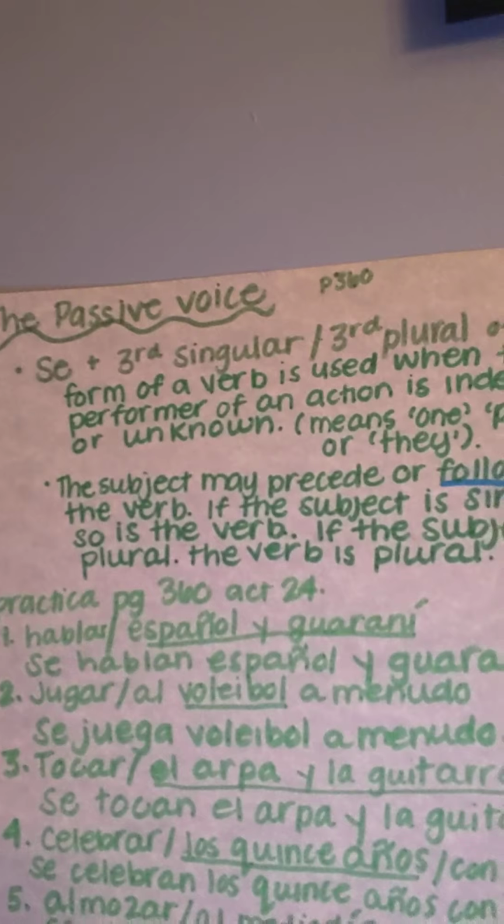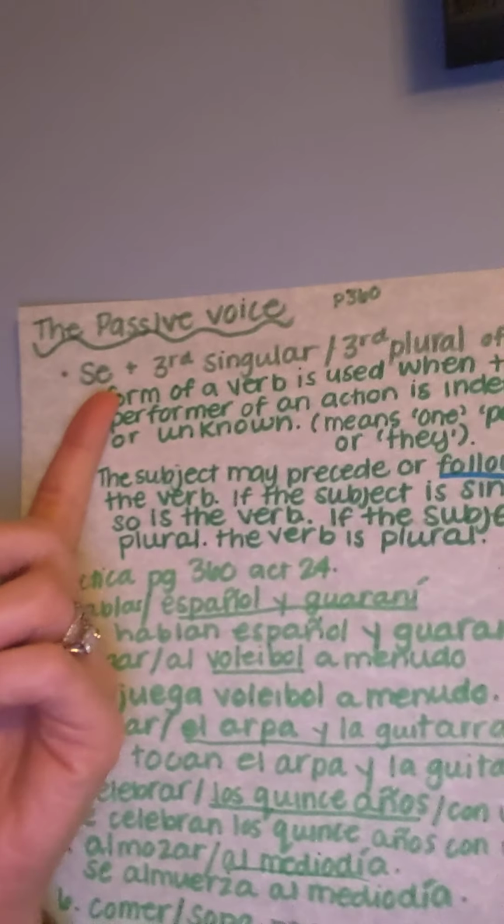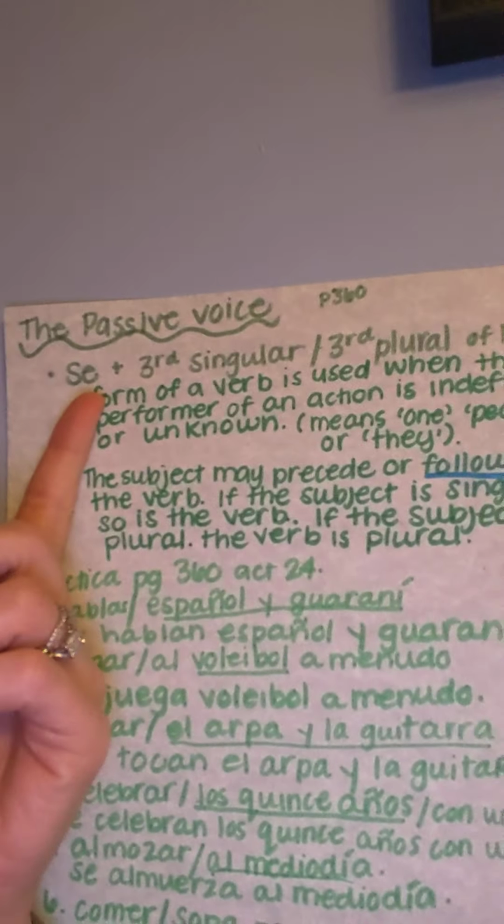Amigos, estamos en página 360 and we're going to talk about the passive voice. So, estamos aquí. Se plus third person singular or third person plural of the present indicative is used when the performer of an action is indefinite or unknown. In Español, we would just say se habla español, but in English, that would translate to one of three ways. One speaks Spanish, they speak Spanish, people speak Spanish, Spanish is spoken here.